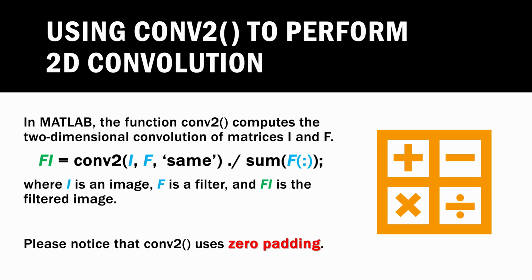In MATLAB, there's a built-in function called conv2 that performs two-dimensional convolution between an image and a filter. The idea is simple. It slides the filter across the image, multiplies the overlapping values, and sums them up to produce the filtered result. When you use the option labeled Same, MATLAB automatically adjusts the output to keep the same size as the original image. One important thing to remember is that conv2 handles pixels at the edges by using zero padding, meaning it assumes the area outside the image is filled with zeros.